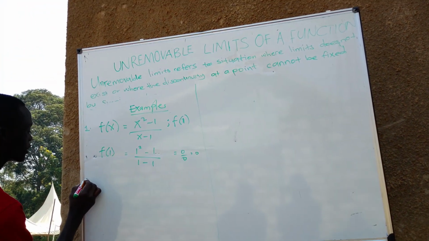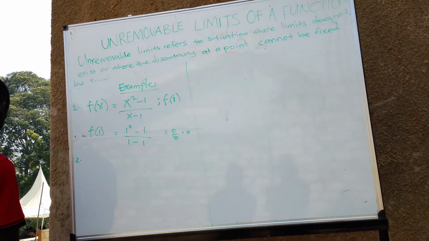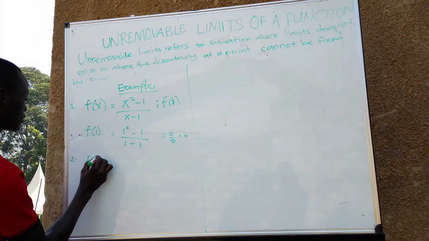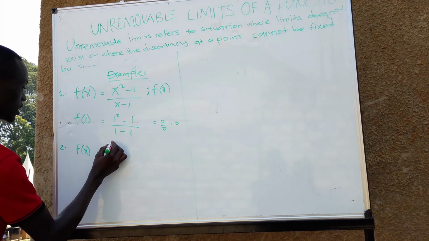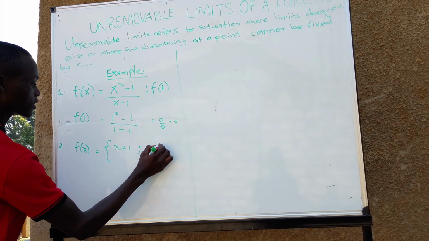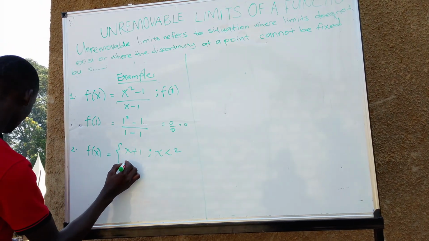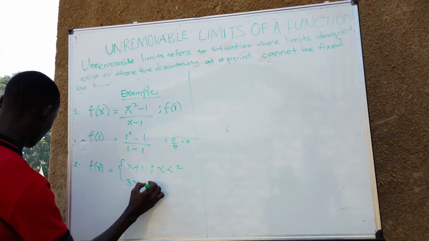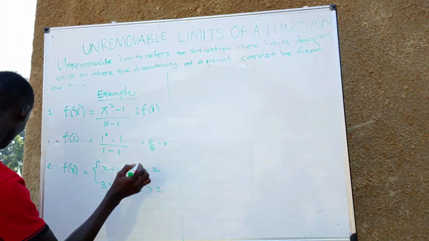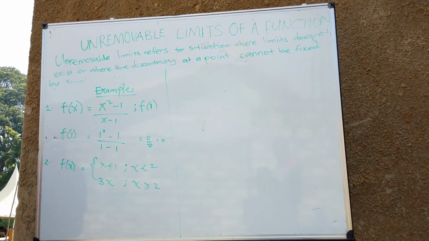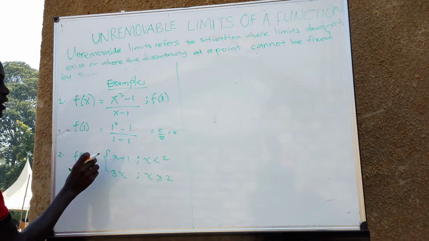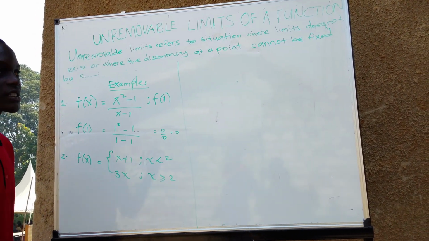Let us look through our example number 2. Let's say the function f of x is given as x plus 1, for x less than 2, then 3x, for x greater than or equal to 2. So we are going to check through our left hand limits and the right hand limits.